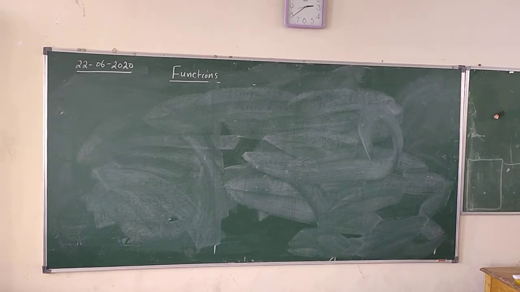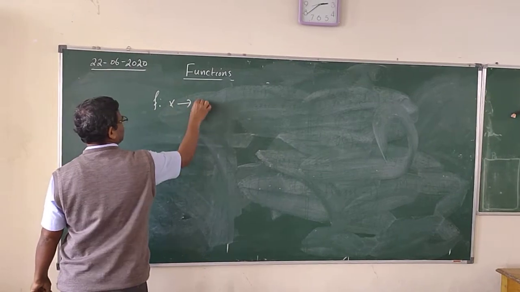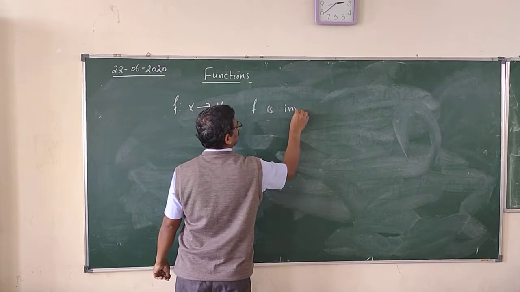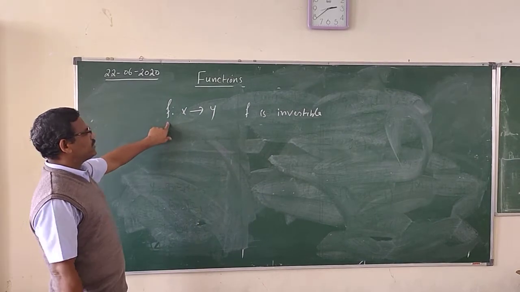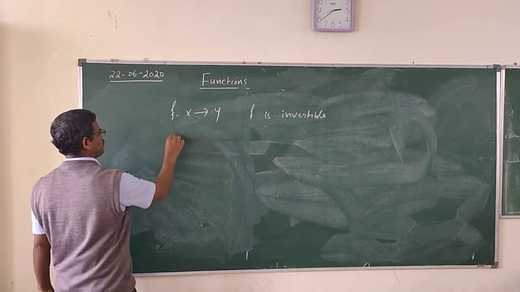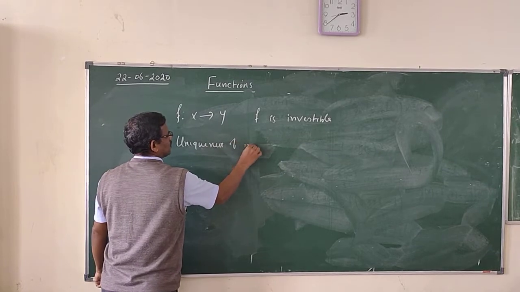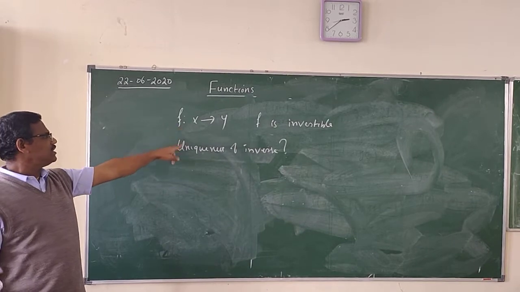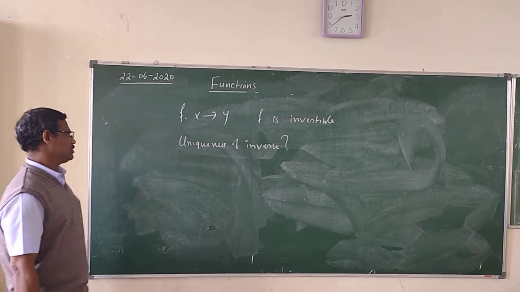f is a function from X to Y, and f is invertible. Then if f is invertible, prove that its inverse is unique. The uniqueness of inverse. This is what we have to prove, that f is an invertible function and it is to be proved that it has only one inverse.